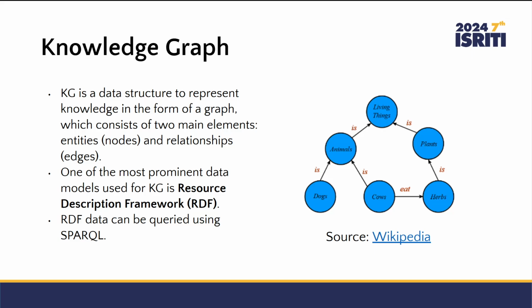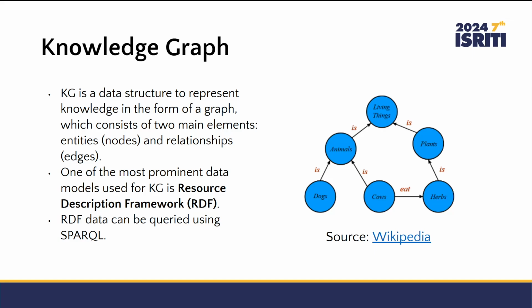The next thing we would like to introduce is the knowledge graph. A knowledge graph is a data structure to represent knowledge in the form of a graph, which consists of two main elements: entities, which correspond to nodes in the graph, and relationships, which correspond to edges in the graph. One of the most prominent data models used for knowledge graphs is the Resource Description Framework, often abbreviated as RDF. The RDF data can be queried using SPARQL, just like SQL, but for RDF data.